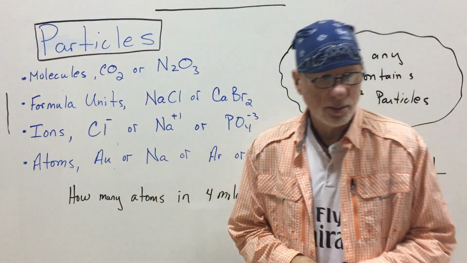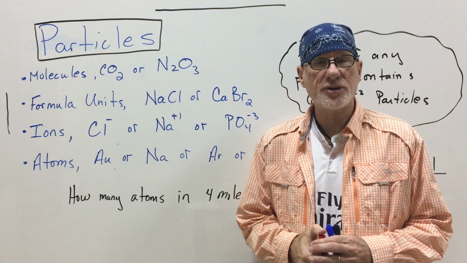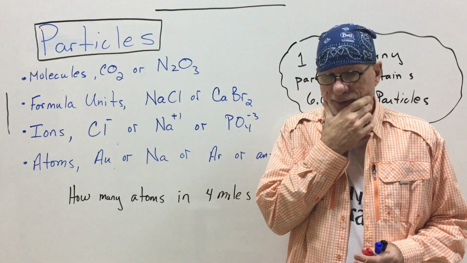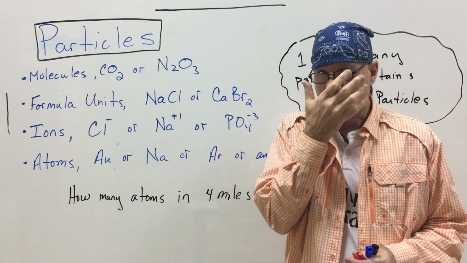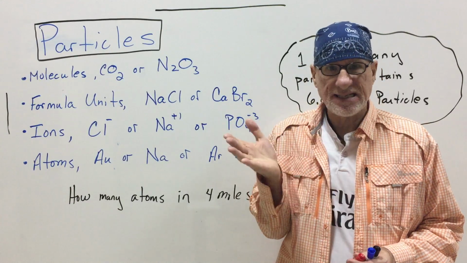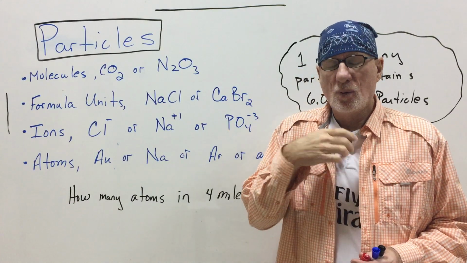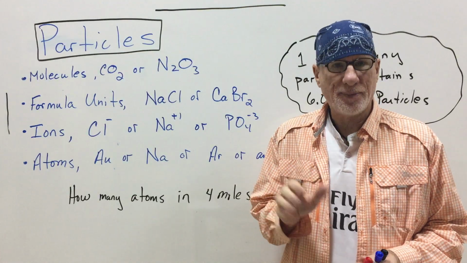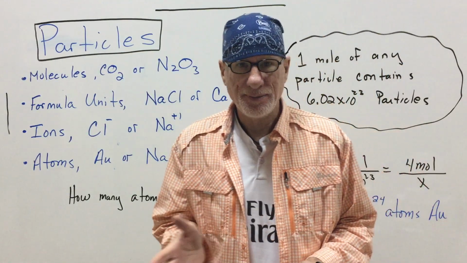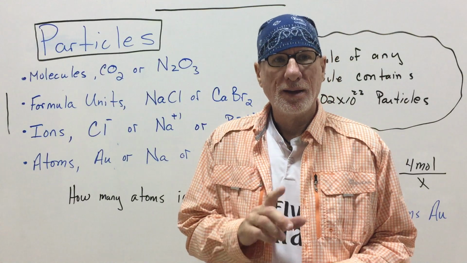1 mole, 6.02 times 10 to the 23rd. It's easier to round that to just 6 times 10 to the 23rd when you're estimating. It's not a problem. 6 times 10 to the 23rd.